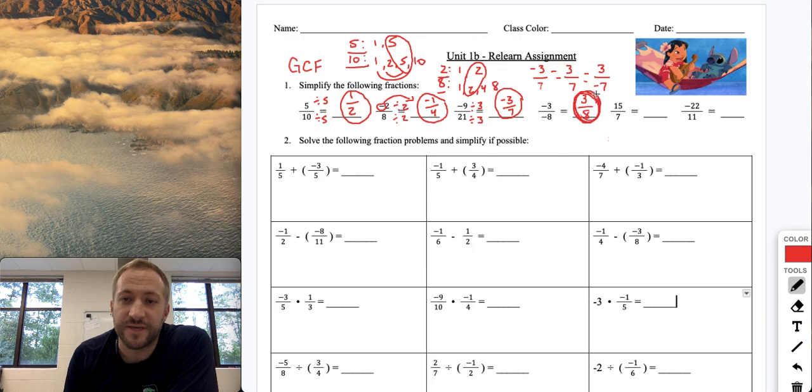Also, another reason is because every fraction is kind of like a division problem. This could really be negative 3 divided by negative 8. And we know our division rules for integers and negative numbers. A negative divided by a negative is a positive. So that's why we get 3 over 8.